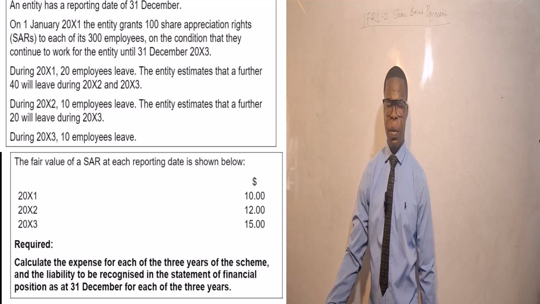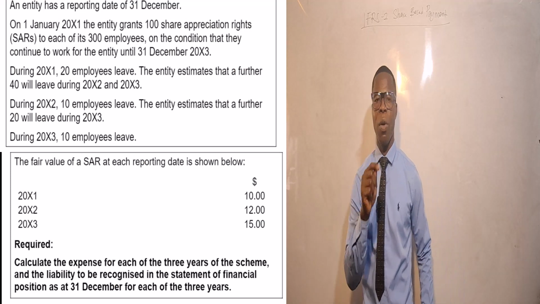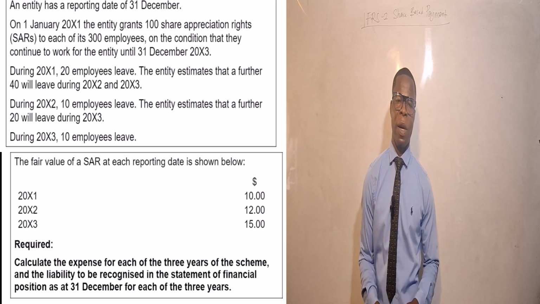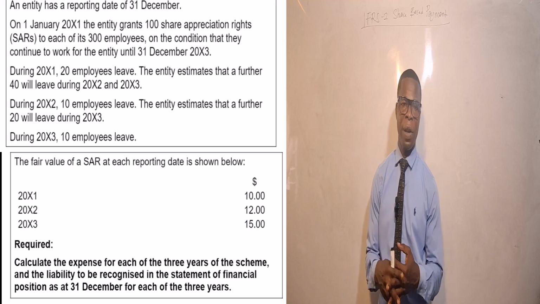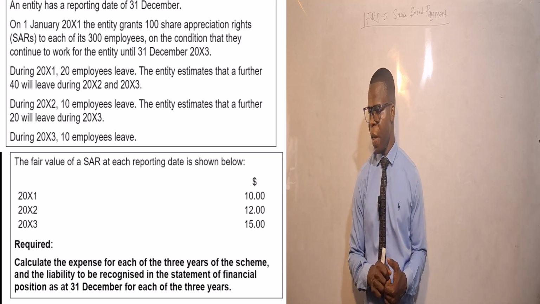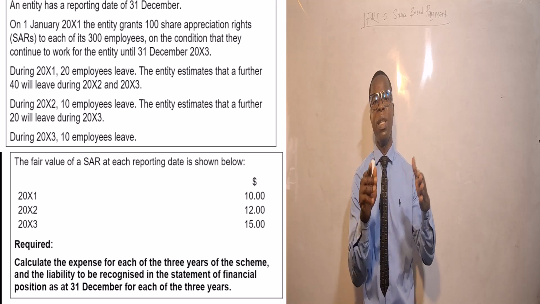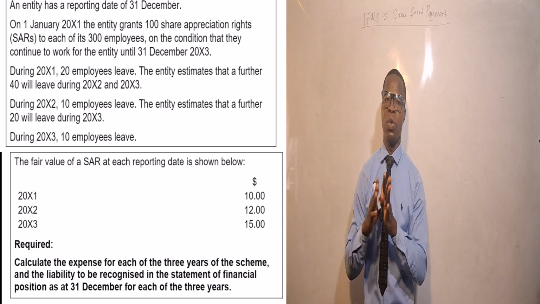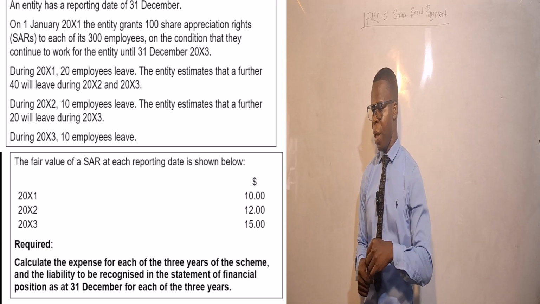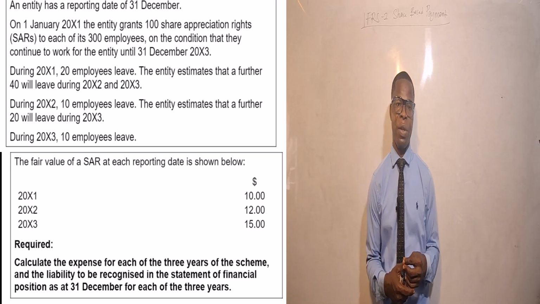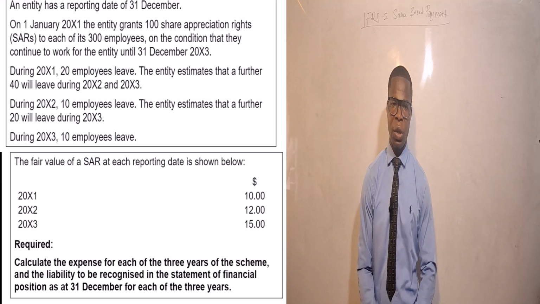Alright, so as the question on the screen, let's read. An entity has a reporting date of 31st December. So the reporting date of the entity is 31st December each year. Now on 1st January 2021, the entity grants 100 share appreciation rights. So immediately you see share appreciation rights, then you should know that it's a cash-settled share-based payment. The 100 share appreciation rights are granted to each of its 300 employees.